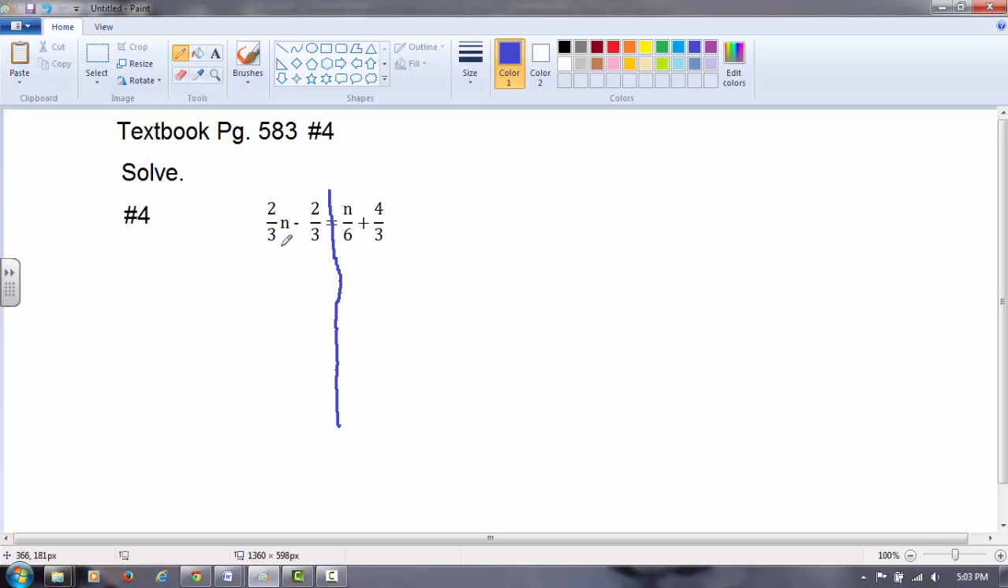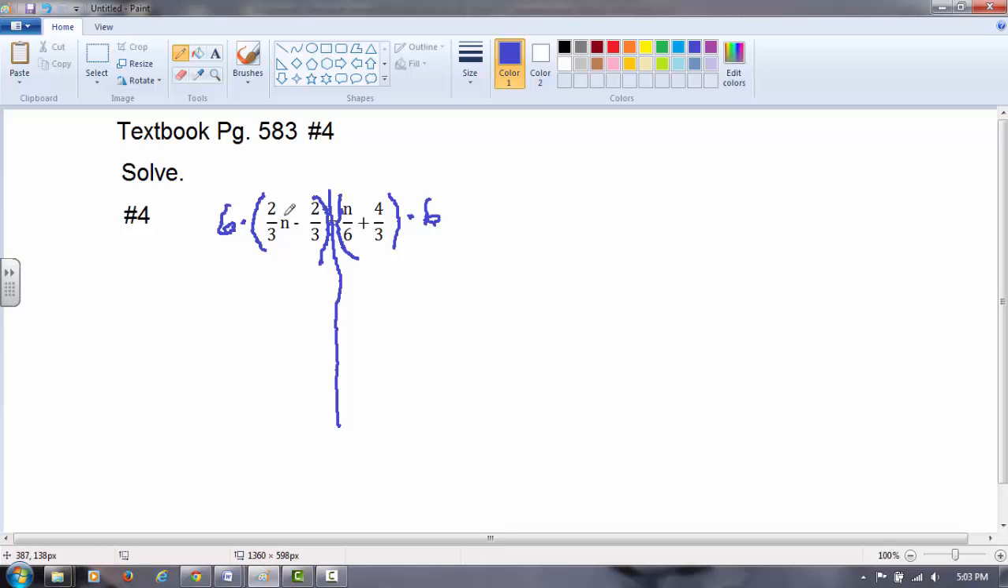If you notice right here, I've got a 3, 3, 6, and 3. I'm trying to find a common denominator with all of those, and our common denominator is going to be 6. So I'm going to multiply both sides by 6. I'll multiply this side by 6, and then do the same thing by multiplying the right-hand side by 6.